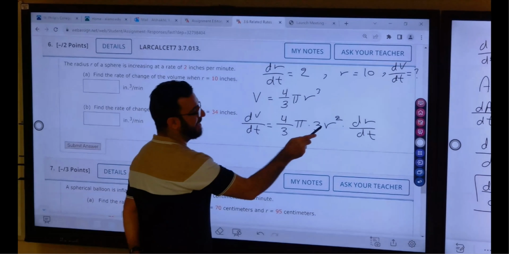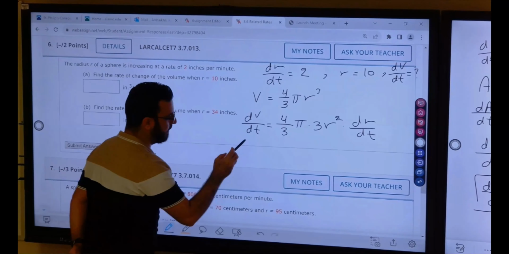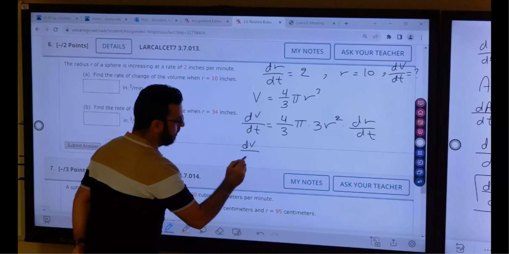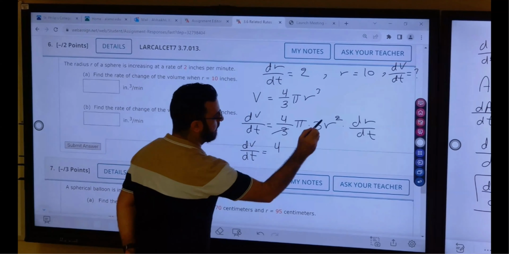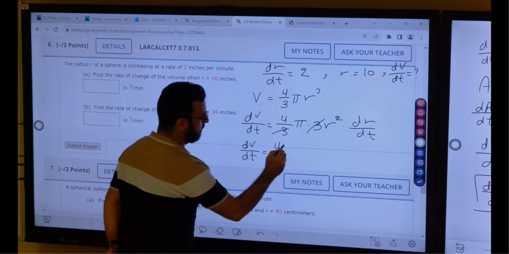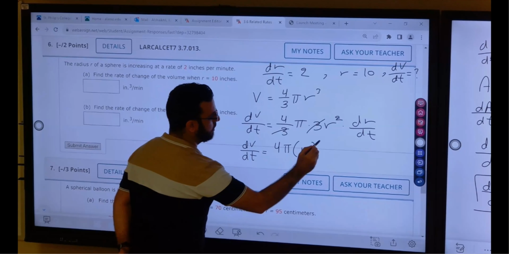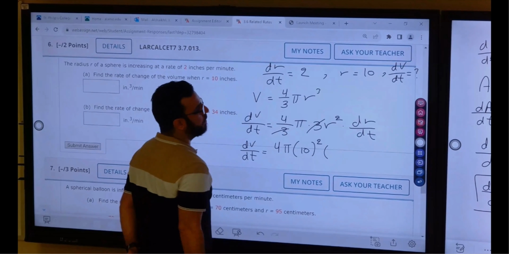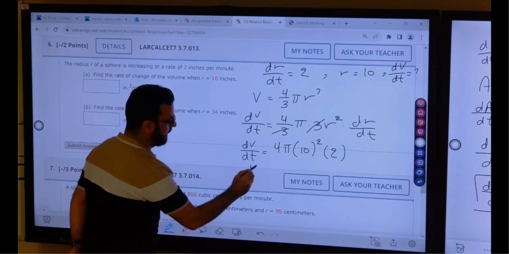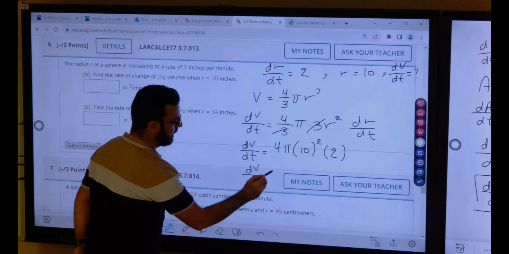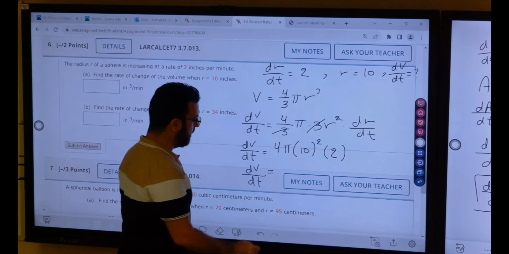So I have the radius. I have dr over dt. Can I find dV? Yes. dV over dt is going to be 4. We can cancel the 3 with the 3. So it's going to be 4 pi. The radius is 10 squared, and dr over dt is 2. That means dV with respect to the t is going to be what? 100 times 8.